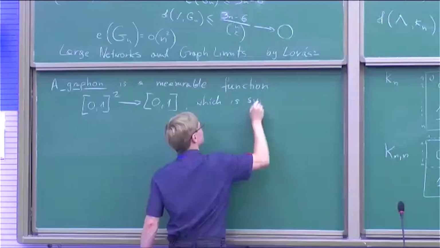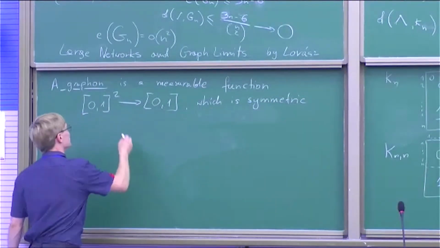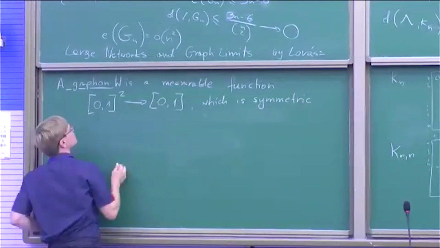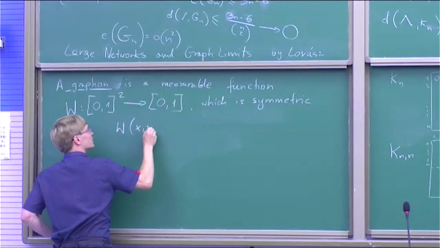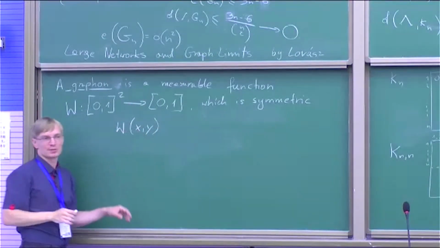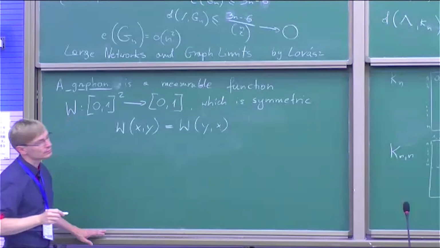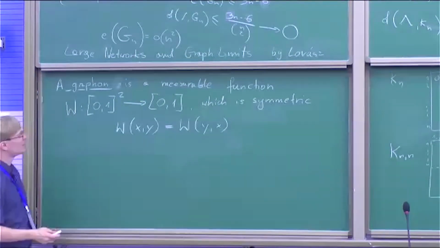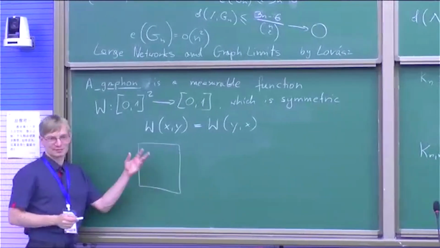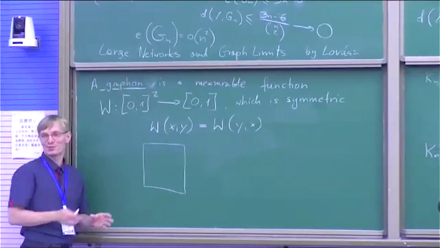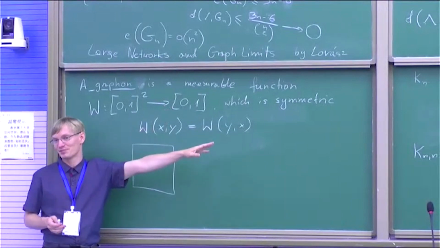Which is symmetric. And by symmetric, I mean that if I compute it in some x and y, I get the same value as in y and x. So what it is, it's a function which for every element of the square [0,1] is giving me a number from [0,1]. So intuitively something like there.